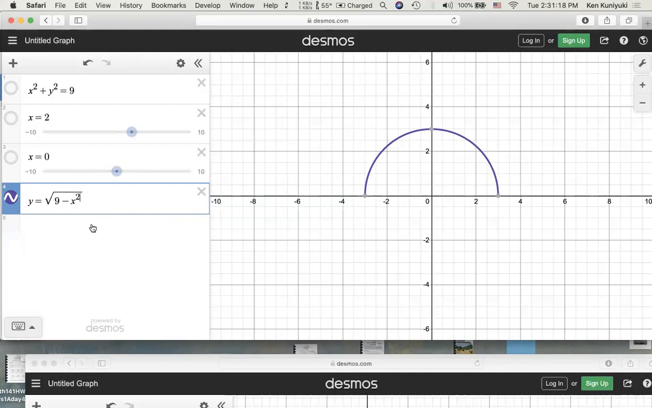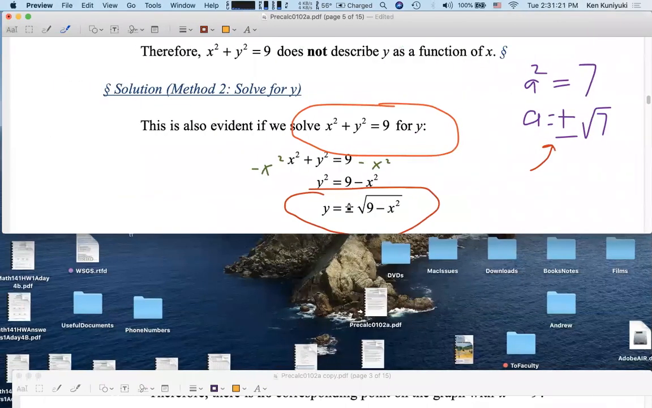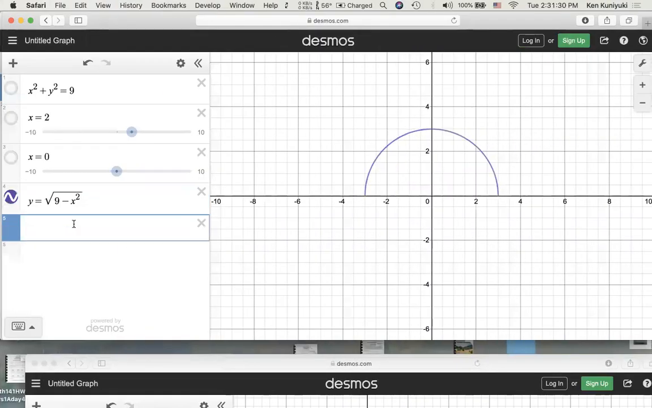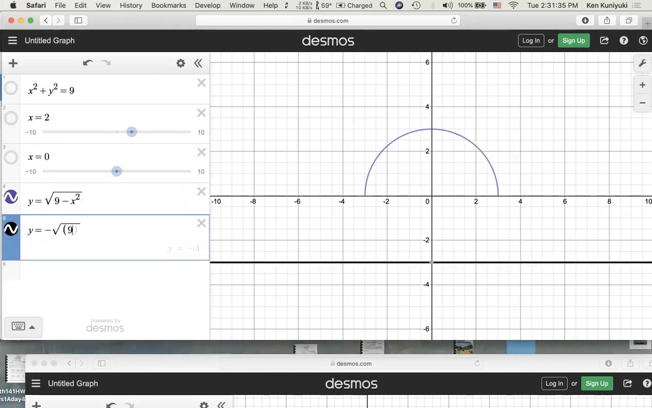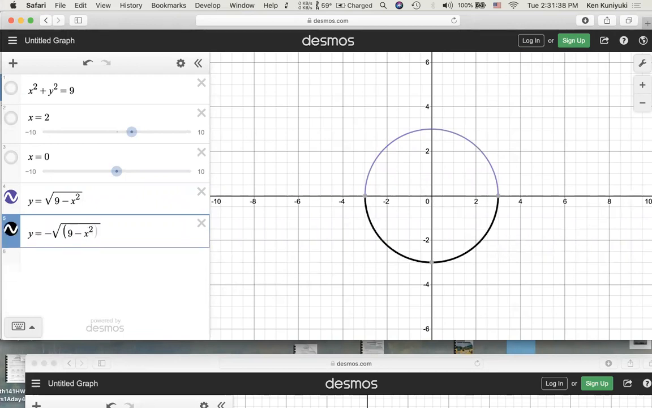Well, likewise, how do we get the bottom half? We take y equals the opposite. We take that minus sign there. We take y equals the opposite of root 9 minus x squared. Let's do that. Y equals the opposite of root 9 minus x squared. Just to be safe, I put parentheses. And we get in black the bottom half of the circle. So in principle, you could get the whole circle by combining the purple graph and the black graph. Both of these are implicit functions from the original equation up here.